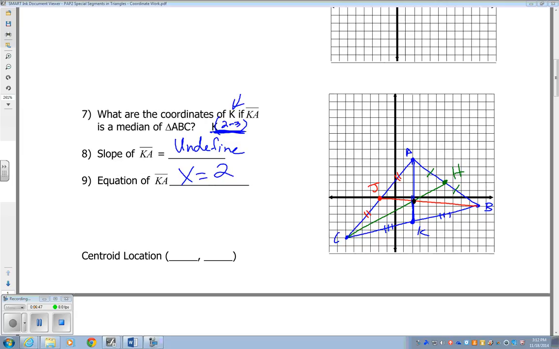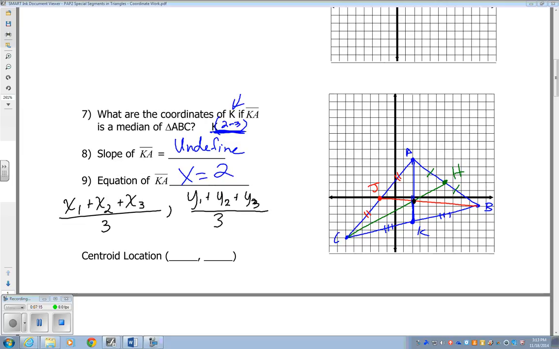But the formula, I want you to write this down, is basically taking the average of your x coordinates. So we have 3 medians. I'm going to take the average of the 3 x coordinates and the average of the 3 y coordinates. Yes, it's kind of like the midpoint formula, but we're adding another coordinate, so that's why we divide by 3. Okay?